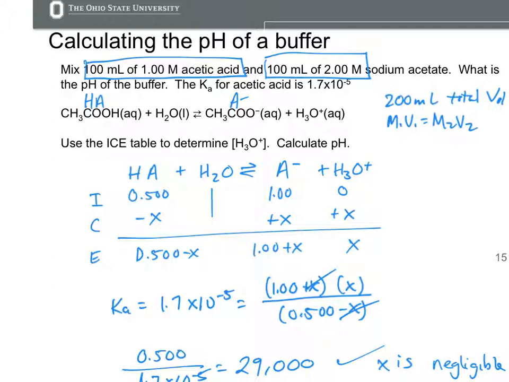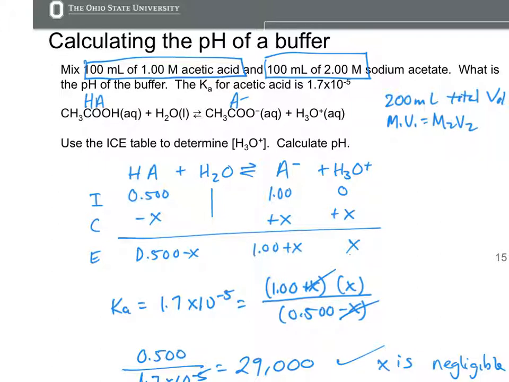Would you like an easier way to do this? Okay. On this slide, we were able to assume that X is small. That's going to be the case for almost every buffer solution that you make, because you have both HA and A minus in solution. That's the definition of the buffer. So that forces this X to be very small because of what it does to the equilibrium.